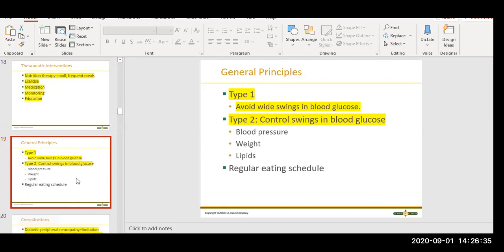So, for general principles, again, the biggest problem with both type 1 and type 2, you want a stable blood sugar. You don't want blood sugars that are up and down and up and down. Blood sugars should not look like a roller coaster ride. They should be stable all through the day and night. Because if they are, you're not going to have complications. You're going to feel better, right? And with type 2, you want to make sure that you are also monitoring your weight and your blood pressure and the fats in your diet, right?